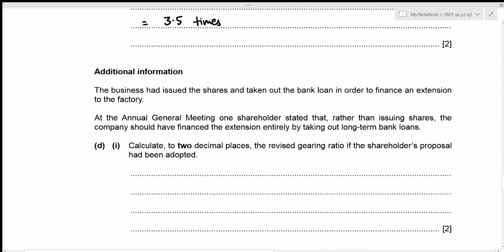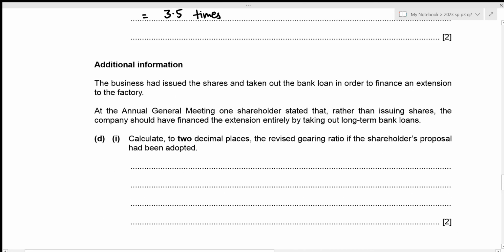We're given additional information. The business had issued the shares and taken out the bank loan in order to finance an extension to the factory. At the annual general meeting, one shareholder stated that rather than issuing shares, the company should have financed the extension entirely by taking out long-term bank loans. We need to calculate to two decimal places the revised gearing ratio if the shareholder's proposal had been adopted. So what this question means is that we need to calculate the gearing ratio.